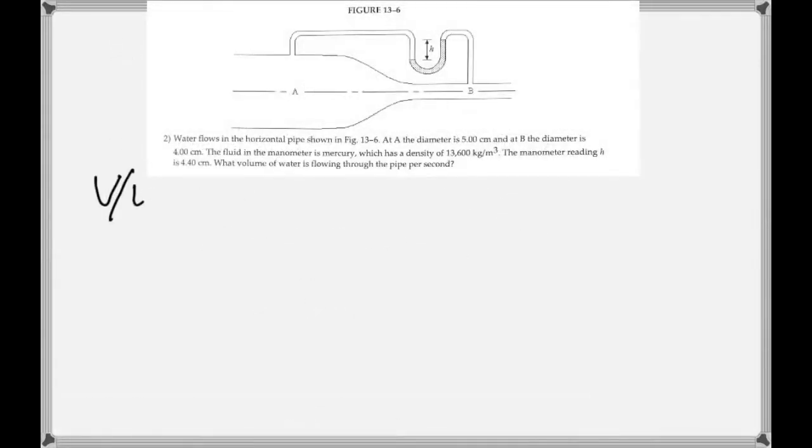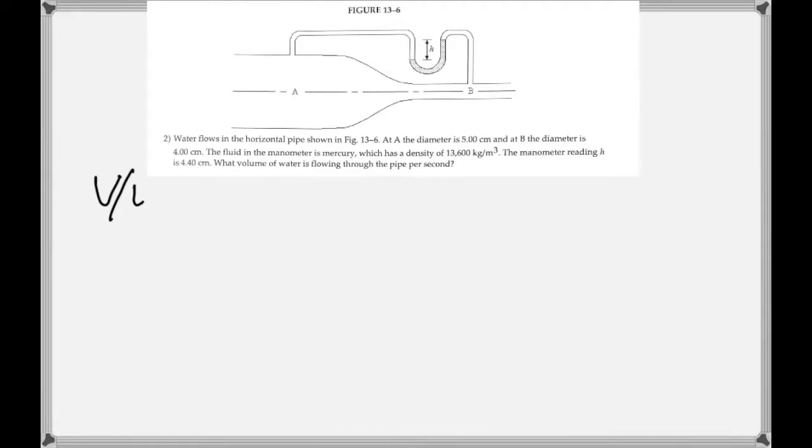Now in the second one, water flows in a horizontal pipe as shown in the diagram. The diameters at the wider and the narrow portions are given. The fluid in the manometer is mercury, and the manometer shows a reading difference H of 4.40 centimeters. What volume of water is flowing through the pipe per second?